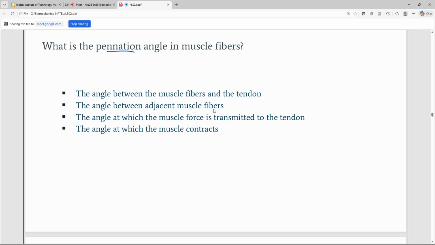So most of you have answered the angle between muscle fibers and tendon. So that is the right answer. But it is also the angle at which the muscle force is transmitted to the tendon. So option C is also the answer. So this question has two answers: the angle between muscle fibers and the tendon, and also the angle at which the muscle force is transmitted to the tendon.